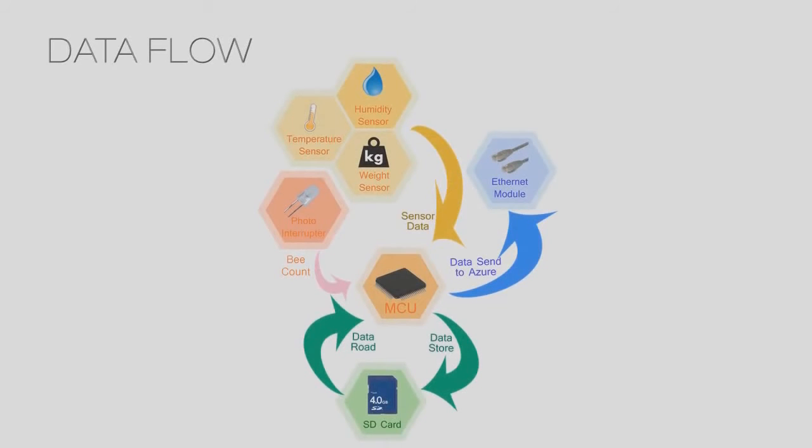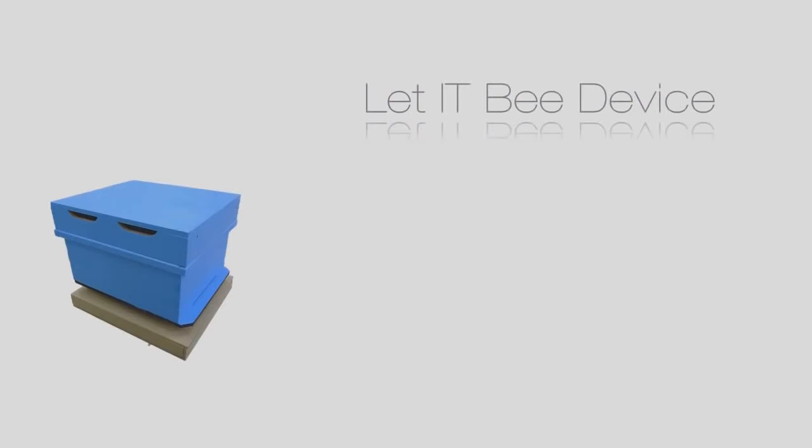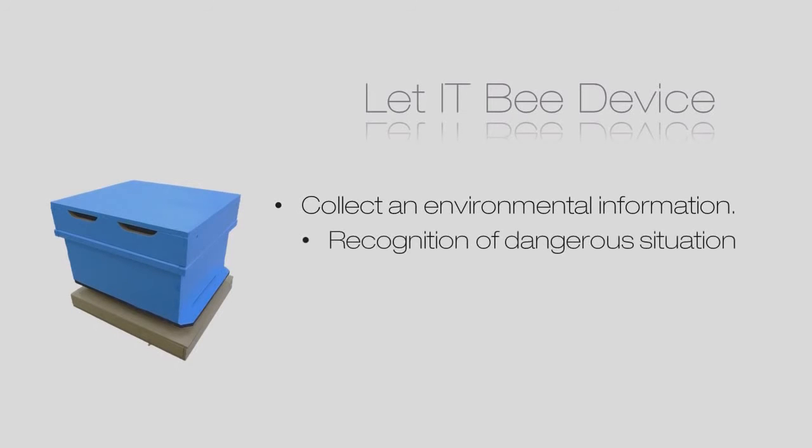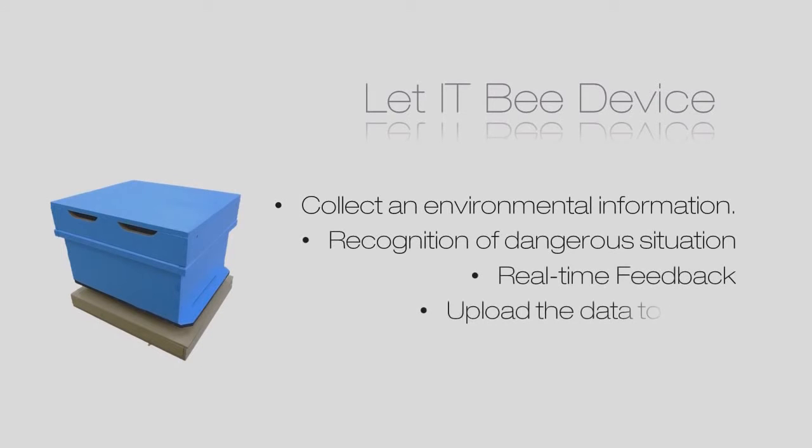The device has some sensors: temperature, humidity, weight, and photo sensors. These sensors send the data to a microcontroller, and then the microcontroller saves the data to an SD card. After that, these data are sent to Azure. The Let It Be device provides some functions: collect environmental information, recognize a dangerous situation, and give real-time feedback. Every data is uploaded to Azure.